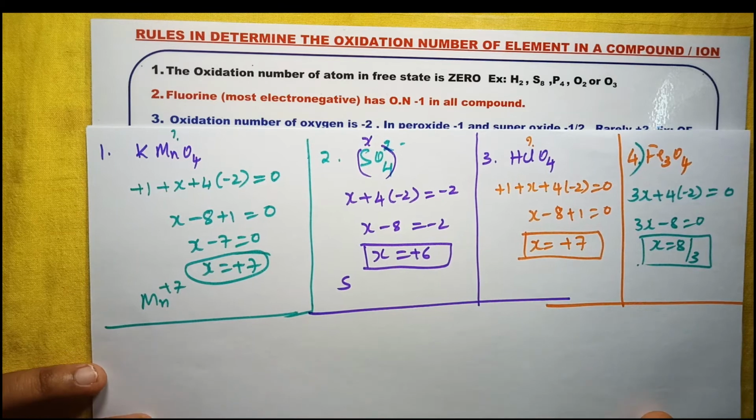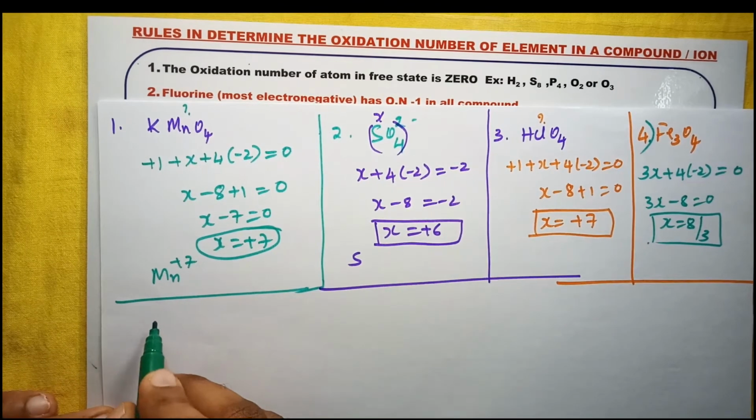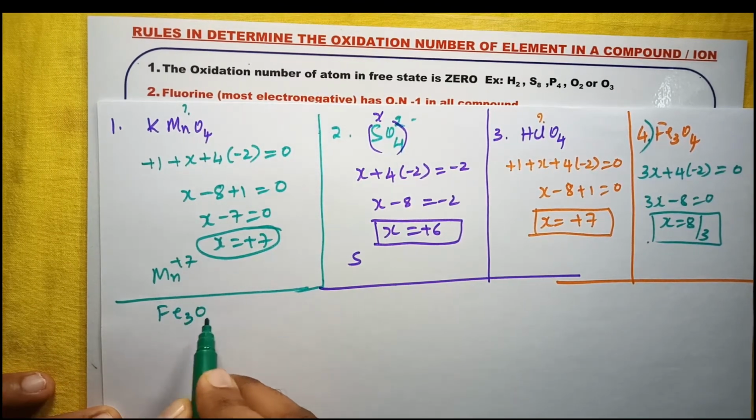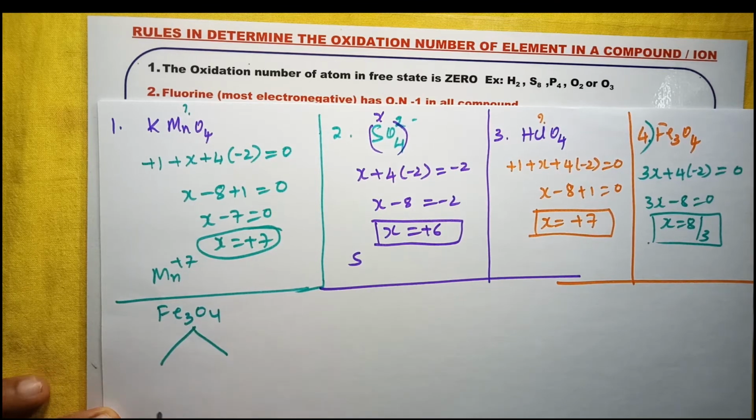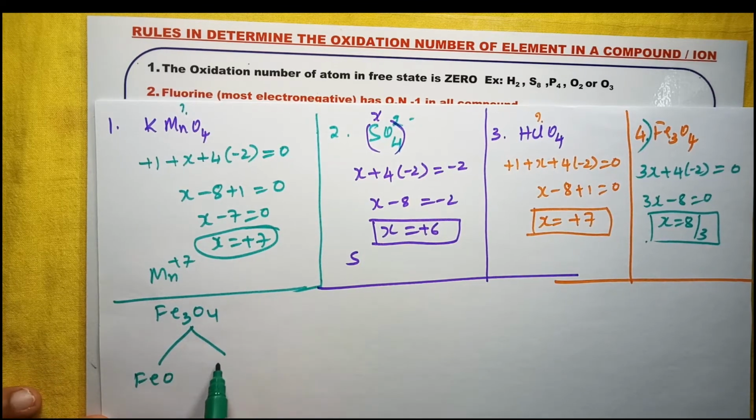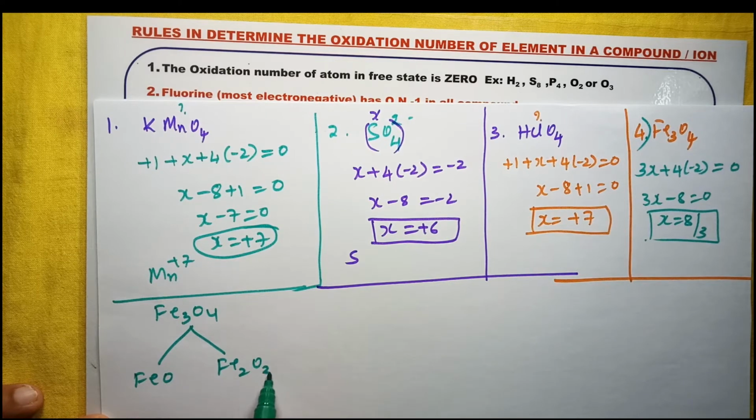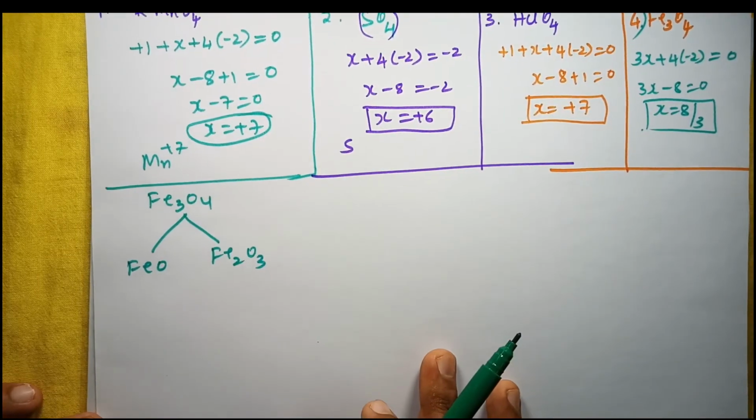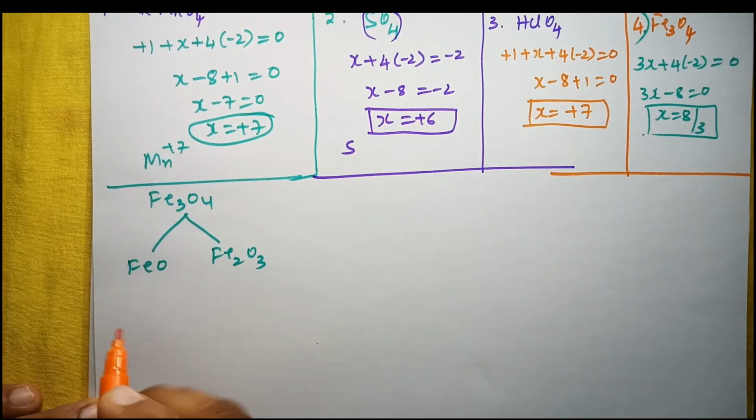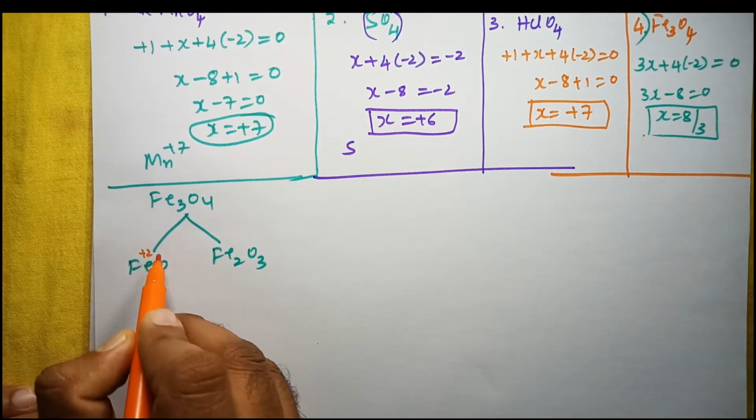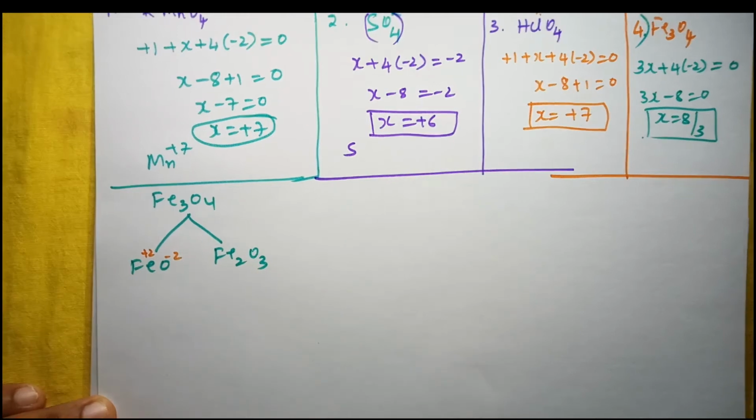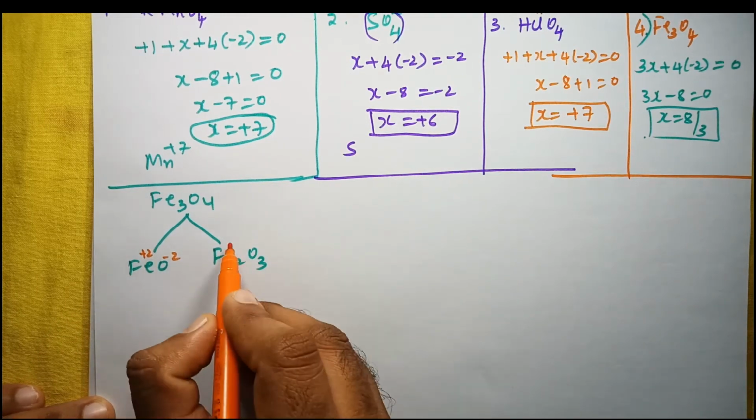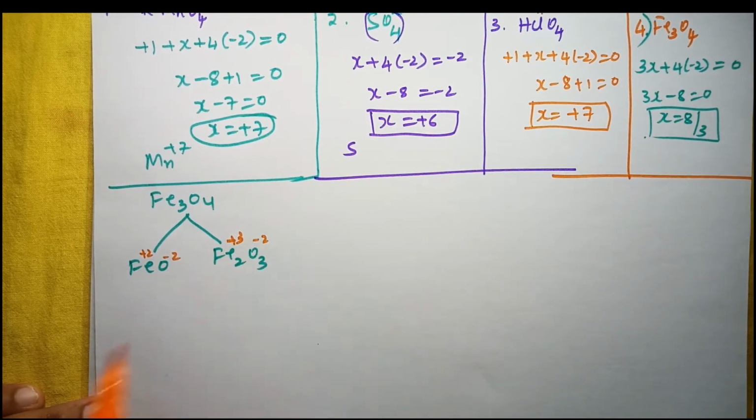So look here friends, Fe3O4 exists as FeO and Fe2O3. So Fe3O4 is a mixture of FeO and Fe2O3. In FeO, iron exists as +2 and oxygen exists as -2. So here it is +3 and -2.